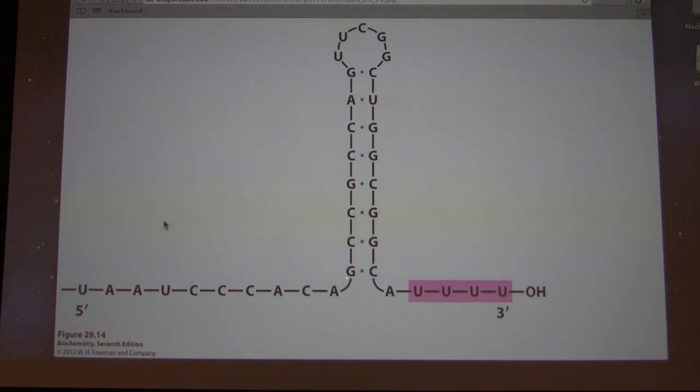So the hairpin structure has formed in the RNA. What you're seeing is the RNA. And it has lifted the polymerase off of the DNA and destabilized the RNA so that it falls off as well.